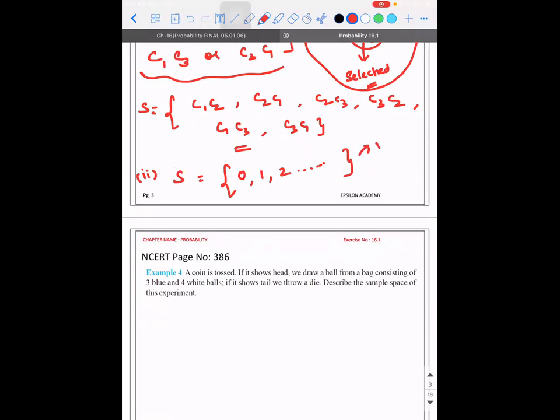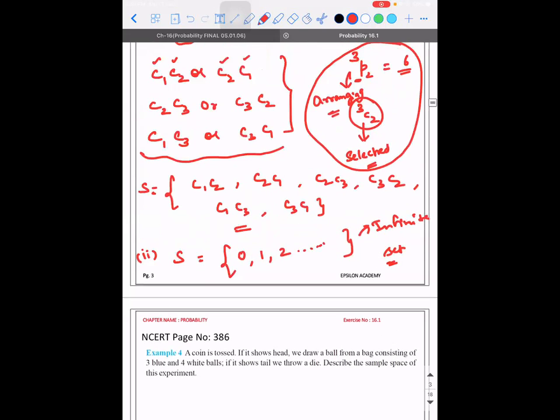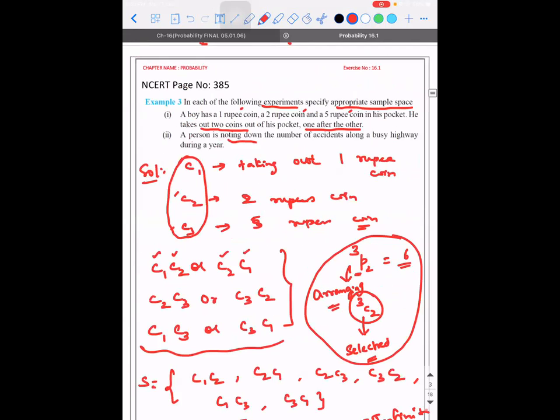So it's going to be an infinite set because it's an open condition, right? Guys, are you able to understand this? I'm reading it again. A person is noting down the number of accidents along a busy highway for a duration of how much? Duration of a year. We don't know, right? So let's say he's starting today, 7th of December 2020. He's trying to write till 7th of December 2021. From morning 9 to night 9, he is noting it down.